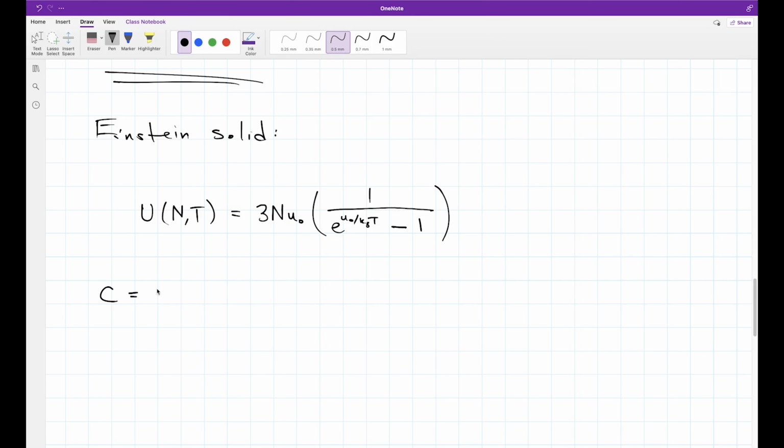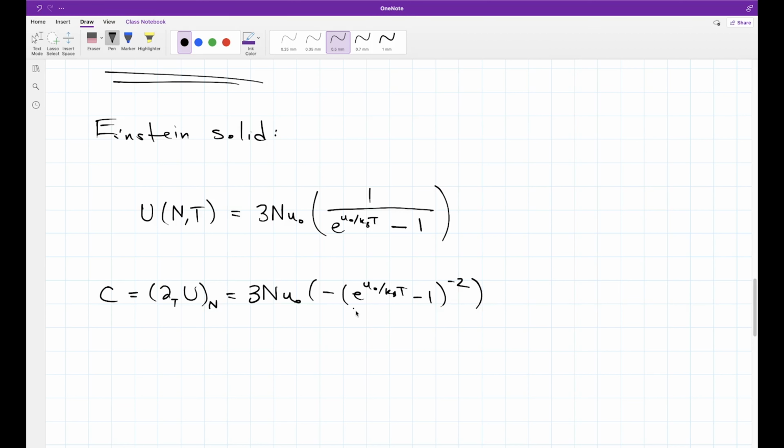So what we would just get is the derivative of U with respect to T, sorry, while fixing N, which is going to be equal to 3N times u naught times the derivative of this thing. And it looks kind of gross, but we can do it relatively easily. All right, so imagine that this is just raised to the power of -1. So what happens is we pull a negative 1 down, and then that's raised to the minus 2.